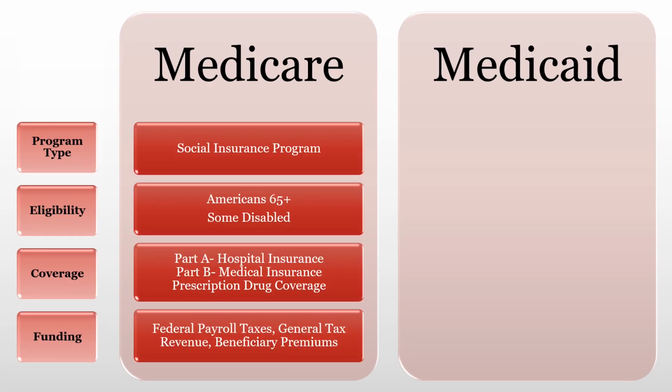So as we look at this, as a program type, it's a social insurance program. It's for everyone once you turn 65, and although we're raising that some, and some people who are disabled, you're eligible. And in terms of coverage, there are multiple parts: hospital insurance, medical insurance, and prescription drug coverage. The funding comes from federal payroll taxes, general tax revenue, and beneficiary premiums.